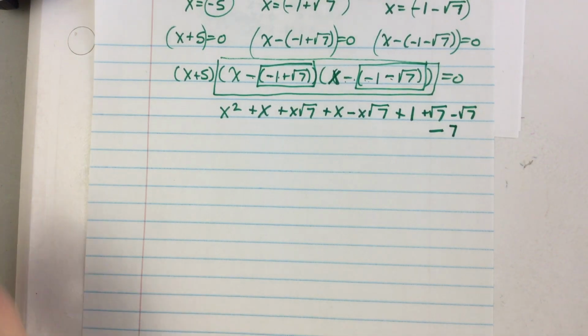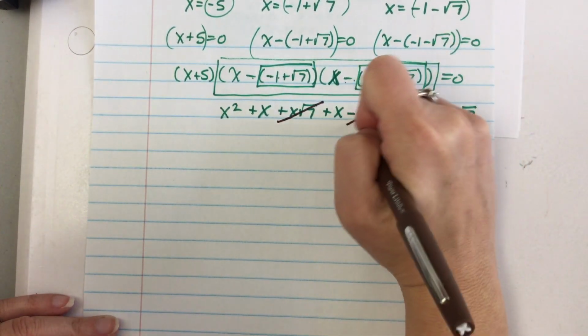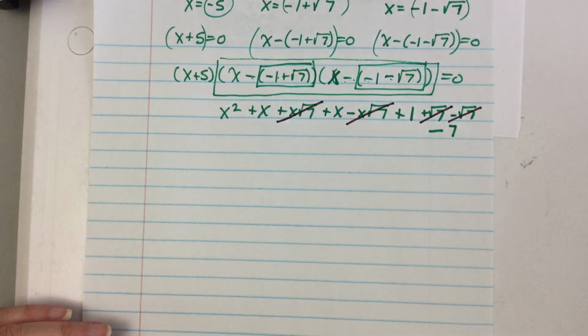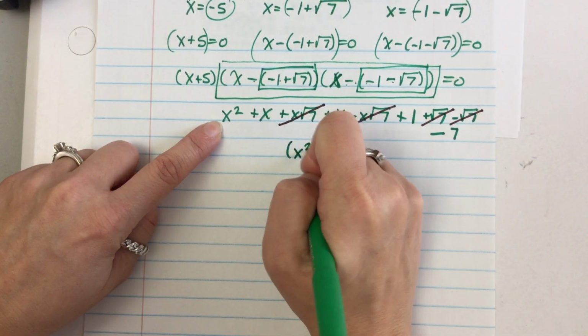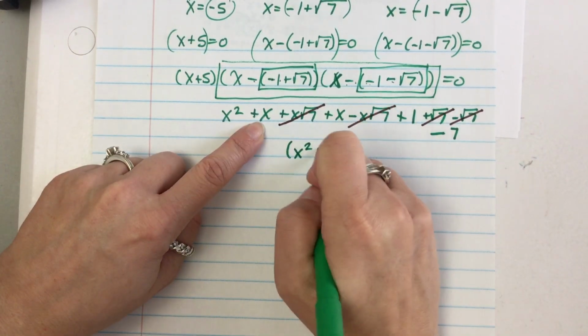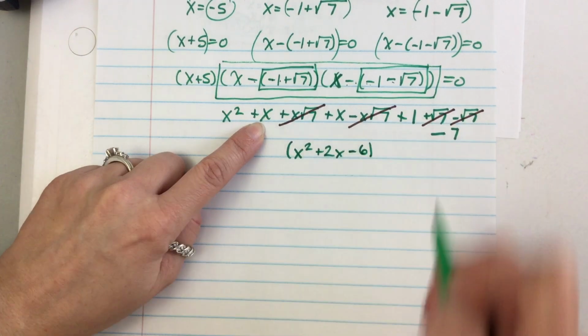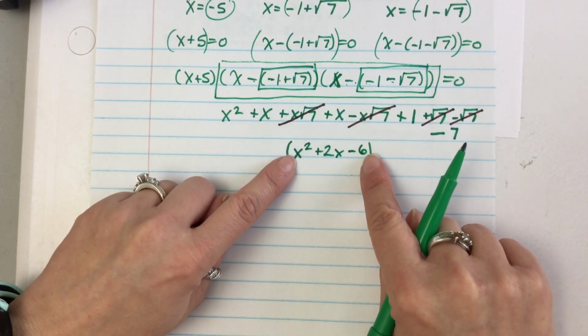Now at this point, if we did everything correctly, we should be able to go ahead and cancel anything with the square root. Positive x square root of 7, negative x square root of 7. Positive square root of 7, negative square root of 7. So when I combine the like terms, this is now x squared. 1x plus 1x is 2x. Positive 1 and a negative 7 is negative 6. So I took all of this mumbo jumbo and it actually broke down to that.